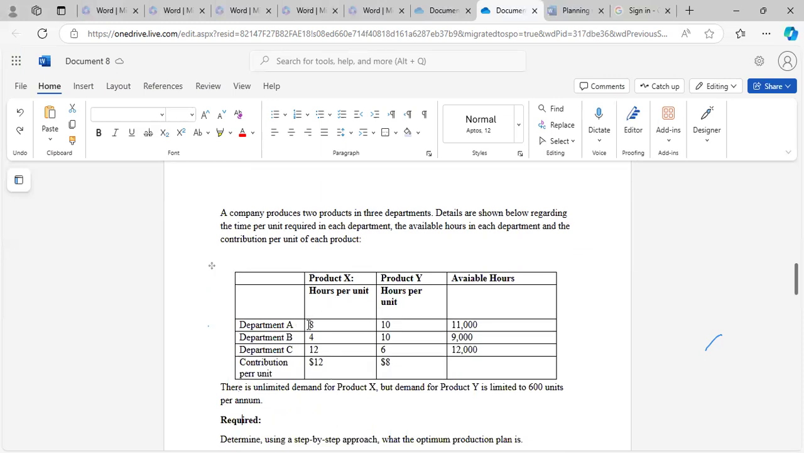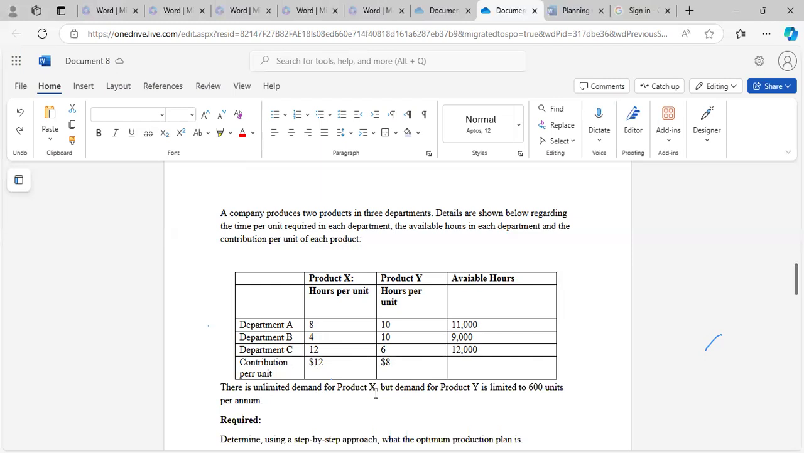Hours per unit in department A is 8 hours for X and 10 hours for Y, and the maximum hours available is 11,000. In department B, labor takes 4 hours for product X and 10 hours for product Y, and the maximum available hours is 9,000. In department C, labor takes 12 hours for X and 6 hours for Y, and the maximum available hours is 12,000. Contribution per unit is 12 and 8 for X and Y.